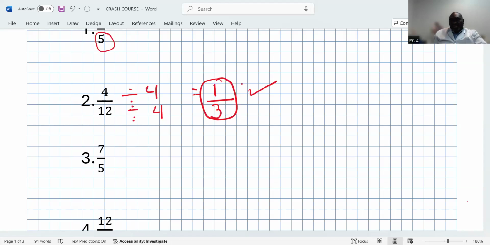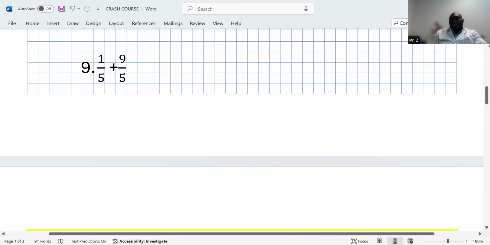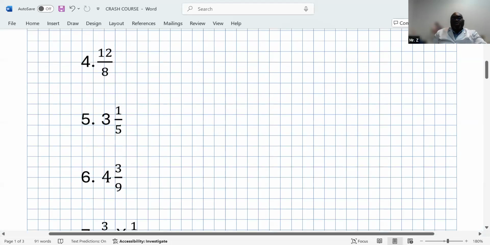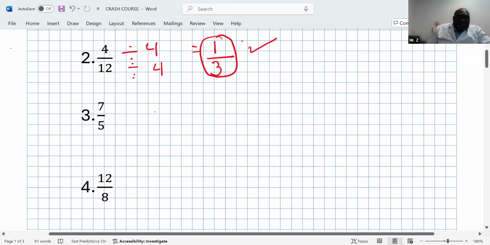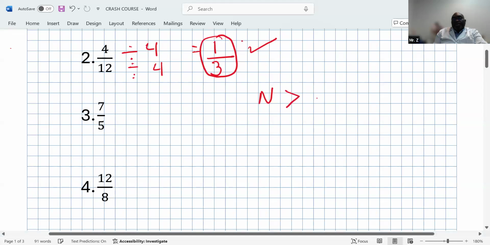But sometimes, instead of having a proper fraction, you may have a situation where you're dealing with an improper fraction. So which one do we call an improper fraction? An improper fraction is any fraction where the numerator is bigger than the denominator. It means the numerator is greater than the denominator. In this case, you've got 7 over 5. 7 is greater than 5. So this one here is what we call an improper fraction.